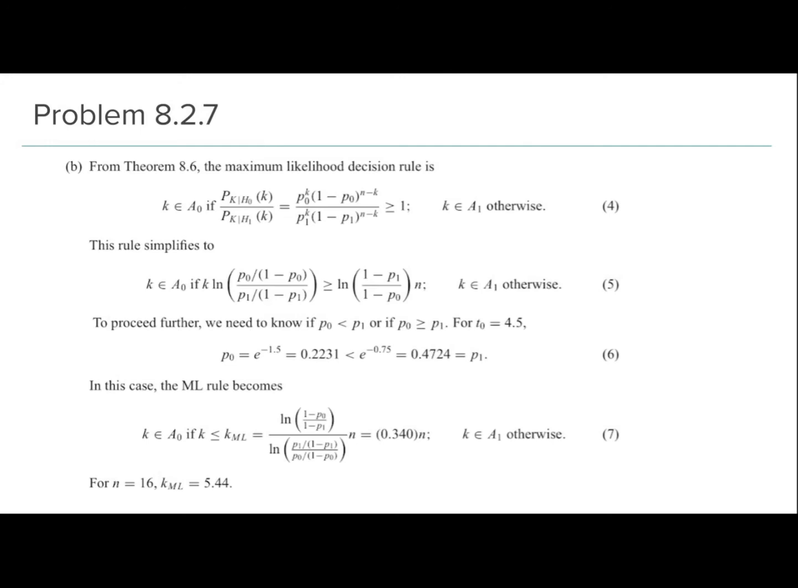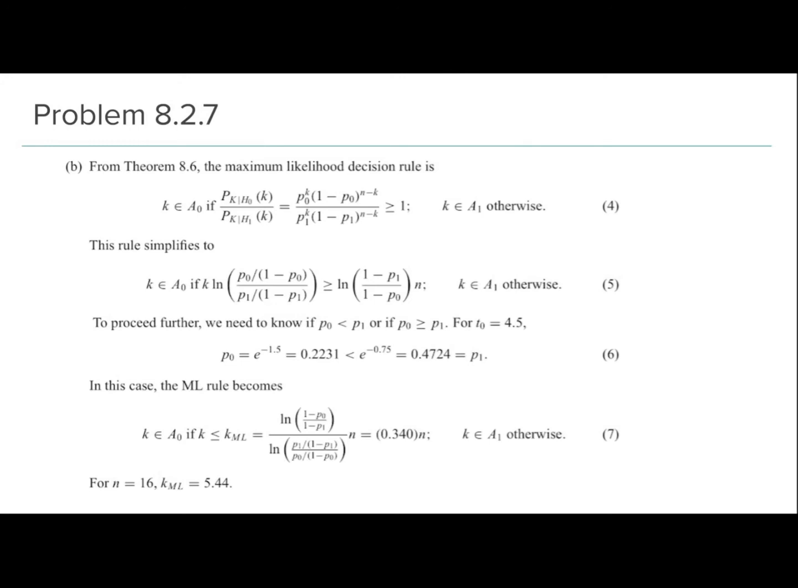So t naught is equal to 4.5. So for t naught equal to 4.5, we will have p naught equal to e raised to the power minus 4.5 by 3, which is equal to e raised to the power minus 1.5, which is equal to 0.2231. And p1 will be e raised to the power minus 4.5 by 6, which is e raised to the power minus 0.75, which is equal to 0.47. So p naught is less than p1, and using this we can simplify this to take care of the ln terms, right?